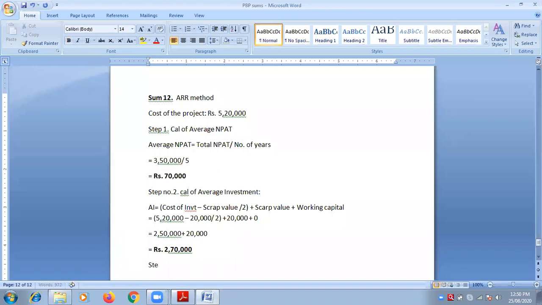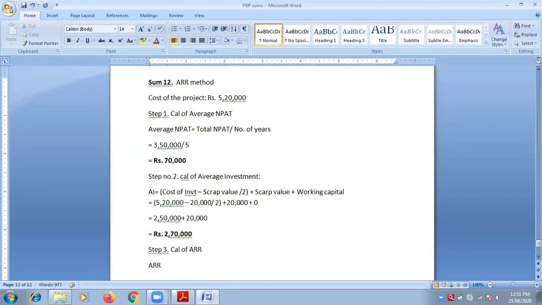Clear? Now step number 3 is calculation of ARR. Now what is the formula for ARR? Very simple. Average net profit after tax divided by average investment, I'll write in short form AI, into 100. Why into 100? Because we need the answer in percentage form.